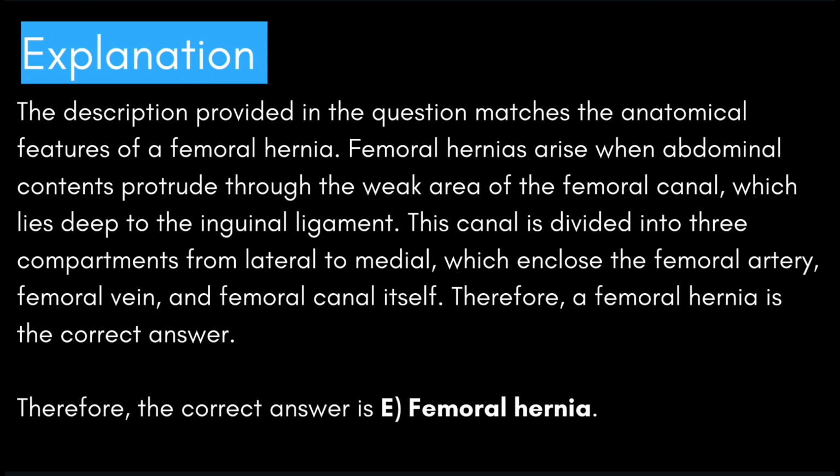The description provided in the question matches the anatomical features of a femoral hernia. Femoral hernias arise when abdominal contents protrude through the weak area of the femoral canal, which lies deep to the inguinal ligament. This canal is divided into three compartments from lateral to medial, which enclose the femoral artery, femoral vein, and femoral canal itself. Therefore, a femoral hernia is the correct answer. Correct answer, E, femoral hernia. Moving on to see why the other answer choices were wrong.